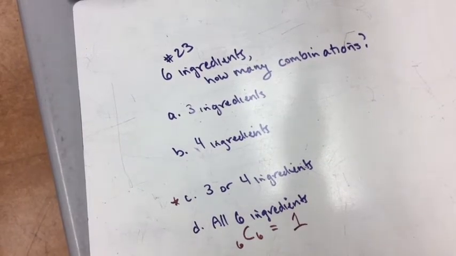So there's 1. This is a lesson: if your sample space is 6 and how many you choose is the same number, so 6 choose 6, there's one way to choose all 6 ingredients, okay?